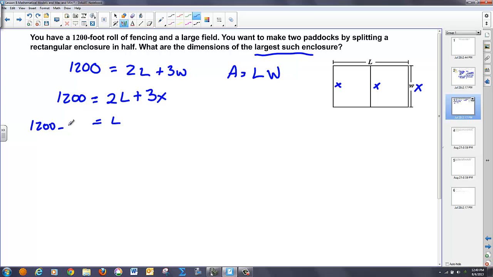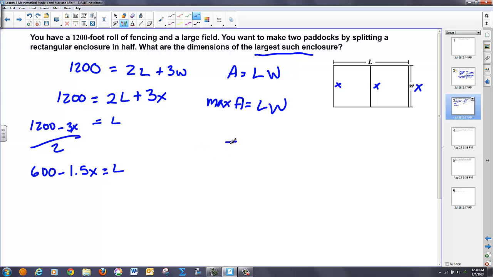minus 3x over 2. And if I wanted to simplify that a little bit more, 1200 divided by 2 is 600. And 3 divided by 2 is 1.5. X is equal to L. We want to take and maximize area. That's equal to my length times my width.